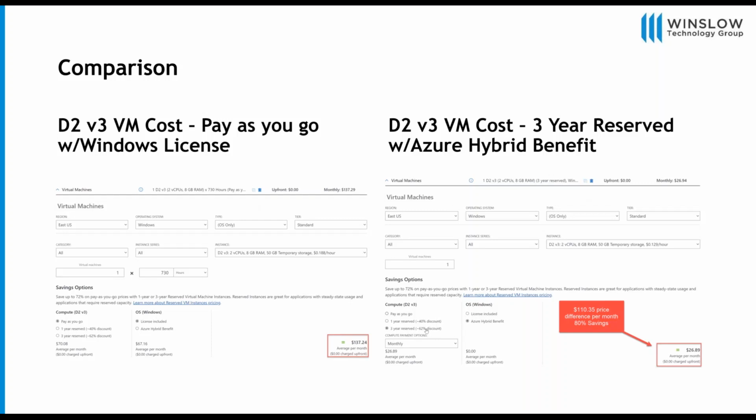So taking a look at that true TCO, it originally was $137.24. That cost now drops down to $26.89 a month, netting you an 80% savings on that, which is a big difference for the same resource. That could save a lot of money in the long run, especially if you have a lot of resources within Azure itself.